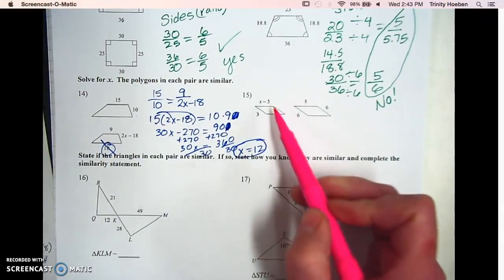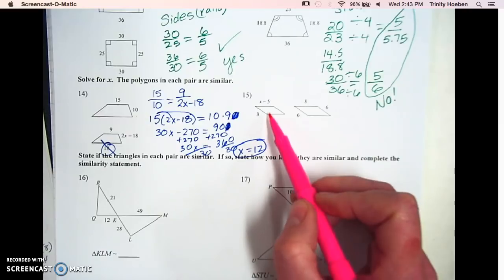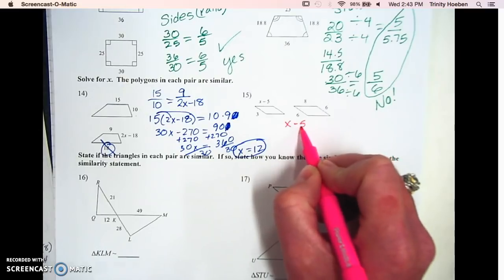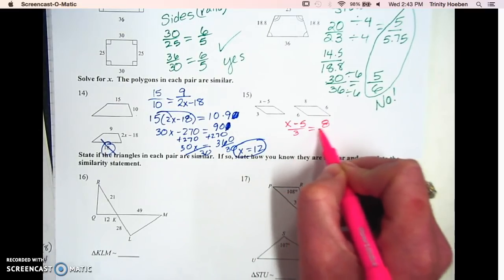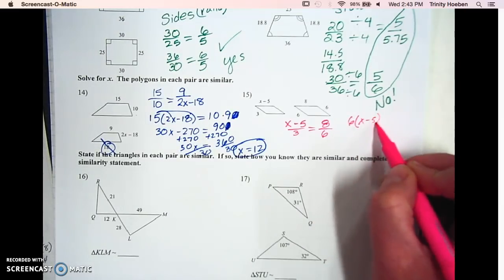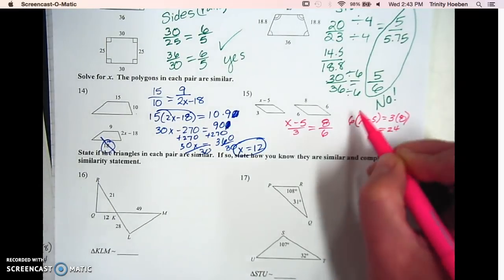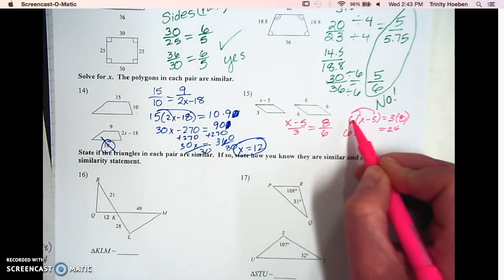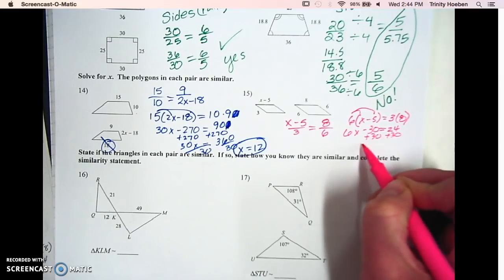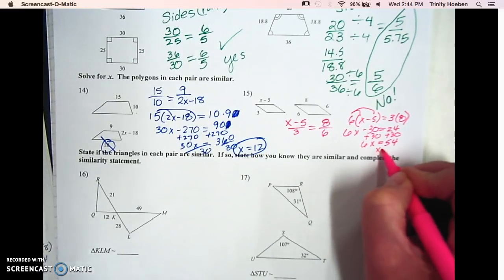Number 15, same thing. You need to match up the sides that are corresponding. So I'm going to do the top and the left side, the top and the left side. So x minus 5 over 3, set that equal to 8 over 6. And then do the cross product. So I'm going to do 6 times x minus 5, set that equal to 3 times 8, which is 24. And then on the left, I need to distribute. 6 times x is 6x. 6 times negative 5 is negative 30. Add that 30. So 6x is equal to 54. And when we divide both sides by 6, we get x equals 9.